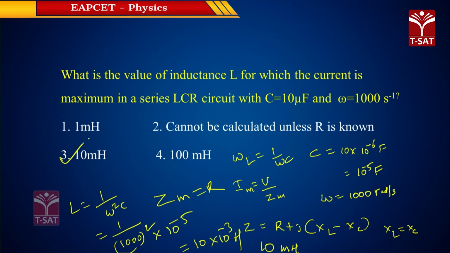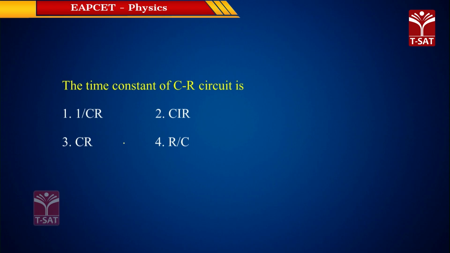Next, the time constant of a CR circuit is what? Here only C into R, CR. The time constant of a CR circuit is the product of capacitor and resistance. The product of capacitance and resistance is known as the time constant.